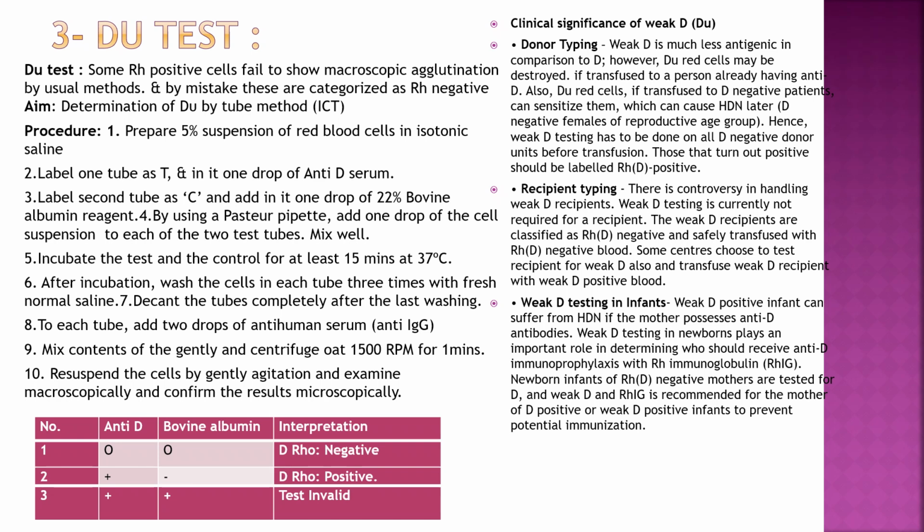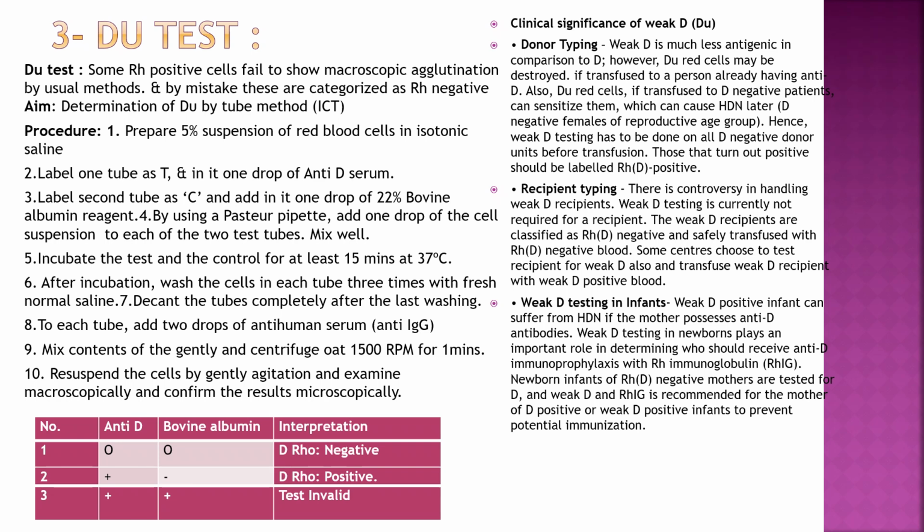Then to each tube, add 2 drops of anti-human globulin and mix the contents. Centrifuge for 1 minute, resuspend, and look for clumps macroscopically and microscopically. If both the test and the bovine albumin control show no clumps, then it is Du negative. If the test shows clumps, then it is positive, and if both show clumps, then it is invalid. As for the clinical significance in donor typing, weak D is much less antigenic in comparison to capital D.